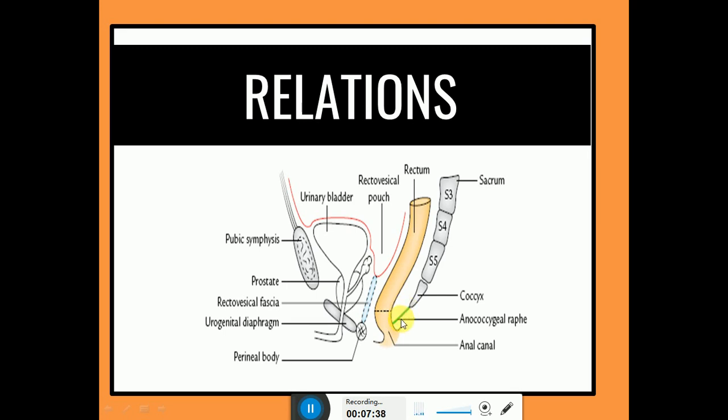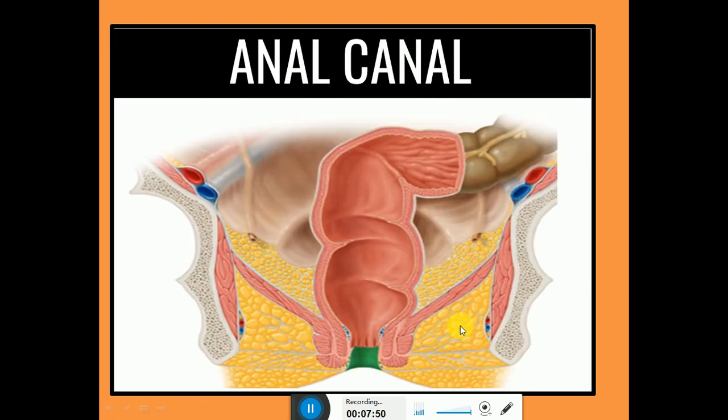Anococcygeal raphe. And previously we have already seen that onto the lateral side of both of these we have ischiorectal fossa. We have already seen in this diagram, lateral to this anal canal, two ischiorectal fossas are present.